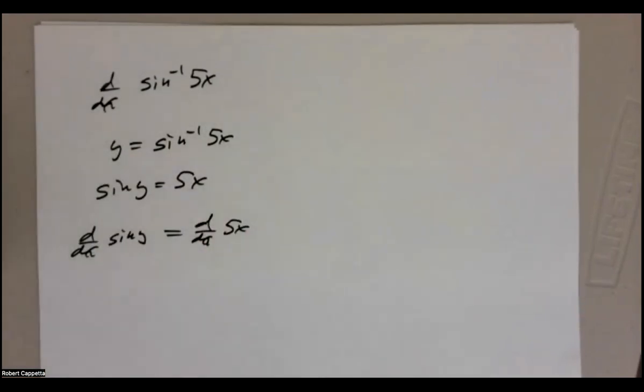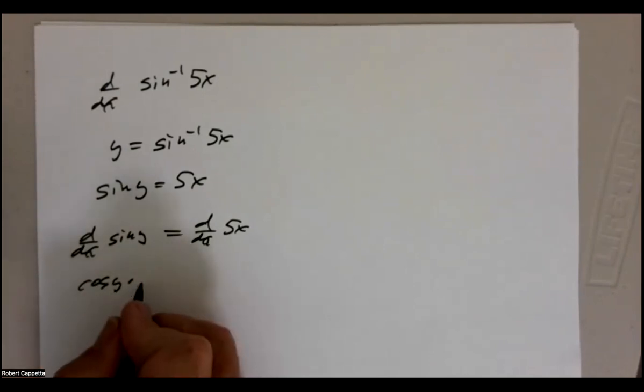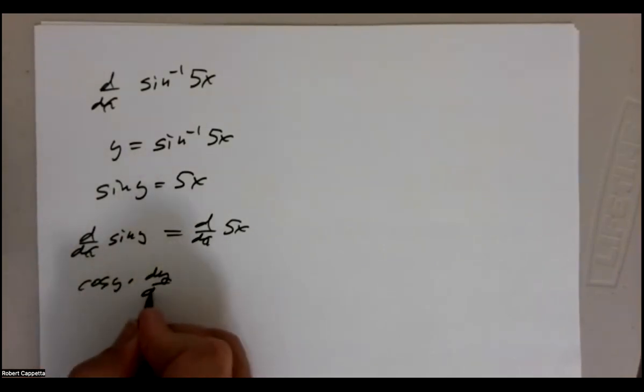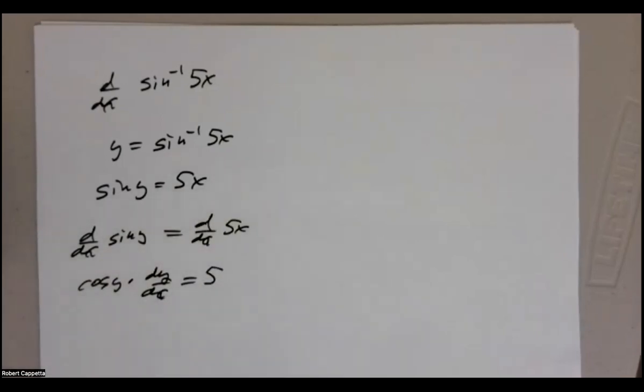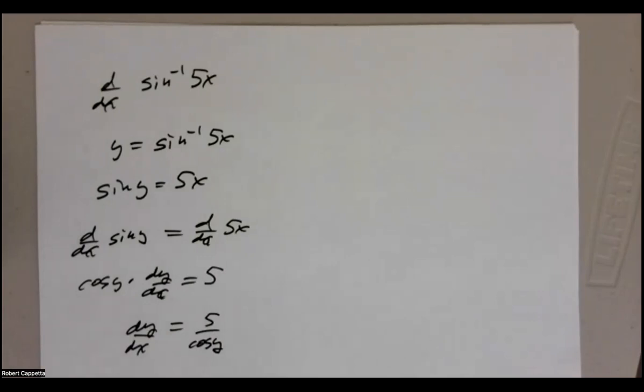Now, the derivative of the sine of y is cosine of y, dy dx. Derivative of sine of something is cos of something times the derivative of the something. So cos of y times dy dx equals 5. And then dividing both sides by cos y, I get dy dx is 5 over cos y, but I'm not finished. So I need to go ahead and do a triangle.